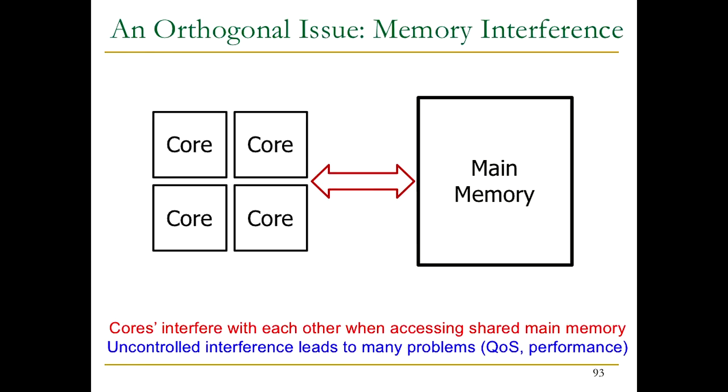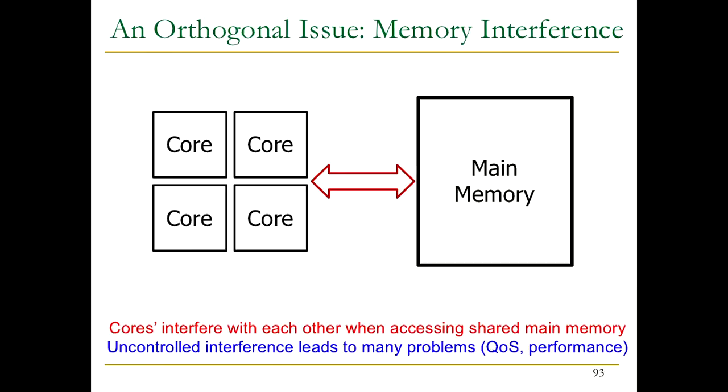And uncontrolled interference leads to many problems: quality of service, performance. In a data center, for example, if you want to consolidate applications, this application that's really important may get delayed by some other application that's not important, so you may actually violate your service level agreement guarantees. Because the memory doesn't support quality of service today, a lot of data center folks are very reluctant on consolidating more. As a result, their data centers are not very well utilized. So what they do is they put applications that have tight service level agreements that require good performance alone on the system, even though the system may not be utilized, basically.